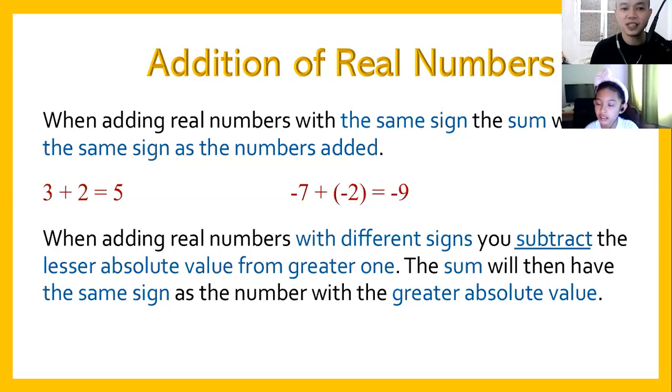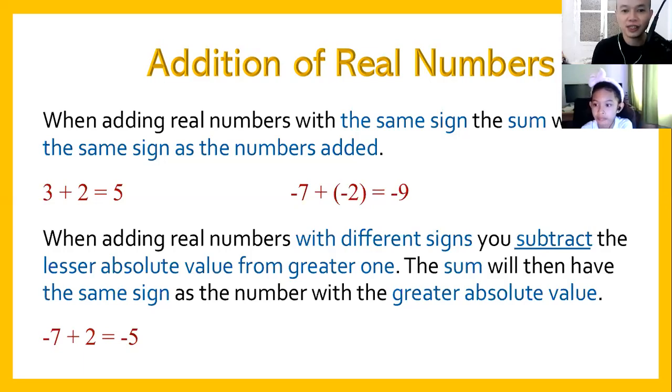Okay, so let's have an example. You have here -7 plus 2. 7 is of greater value, so 7 minus 2, and then you will have -5 as the result because 7 has the greater value and it is negative. Is it clear, Christelle?